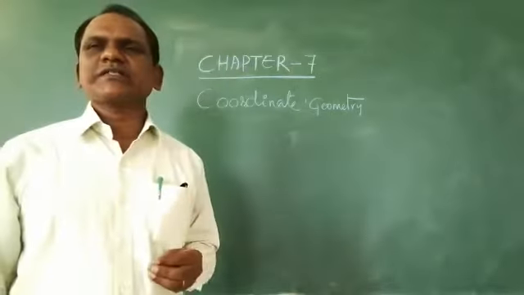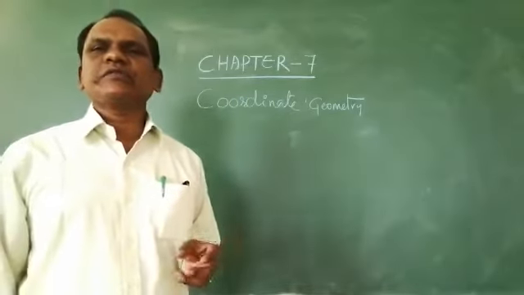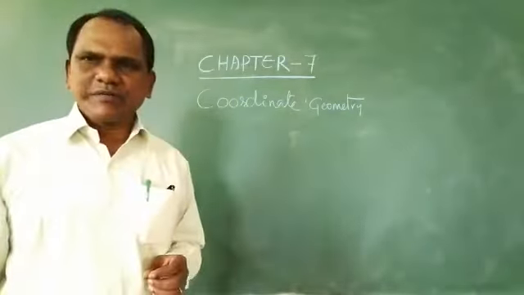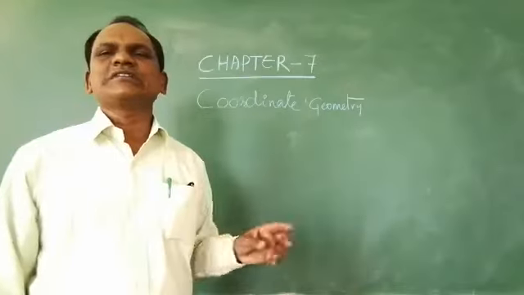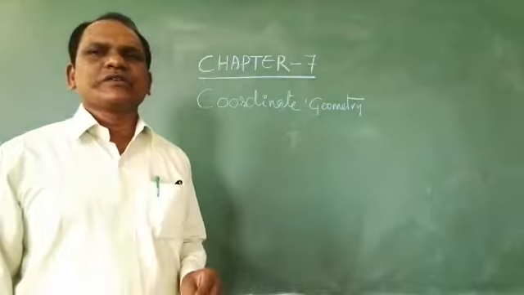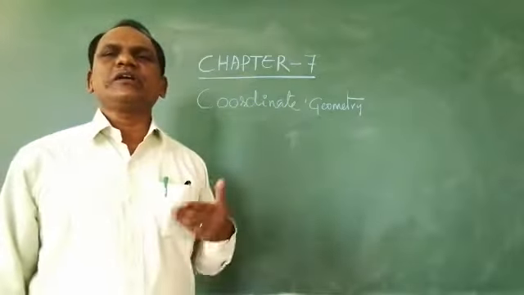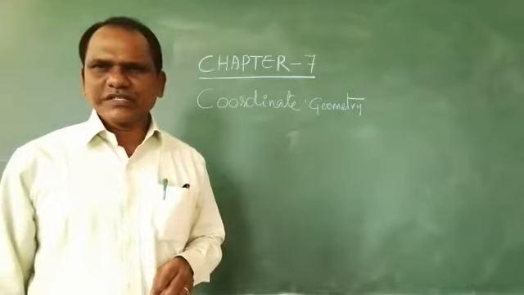First of all, let us discuss coordinate geometry. It has two other names: analytical geometry and Cartesian geometry. So we can call this coordinate geometry, analytical geometry, or Cartesian geometry.